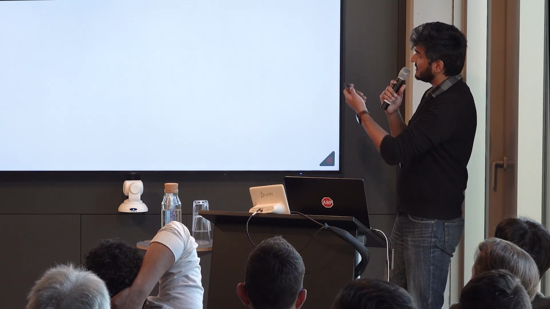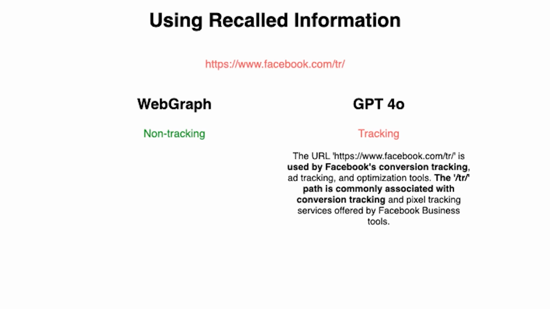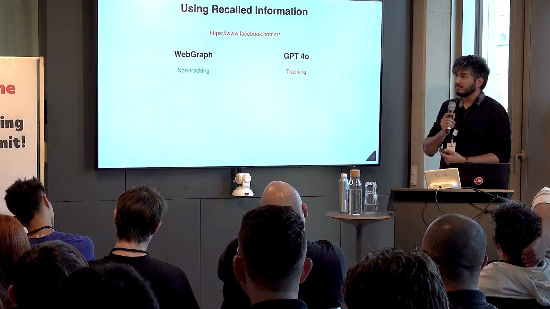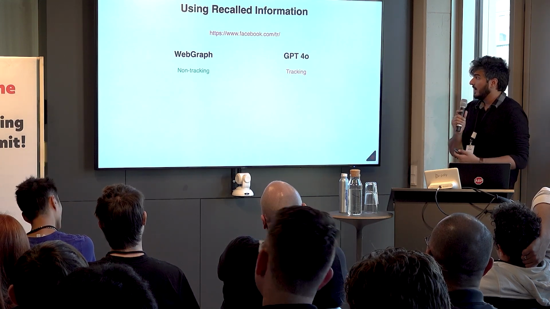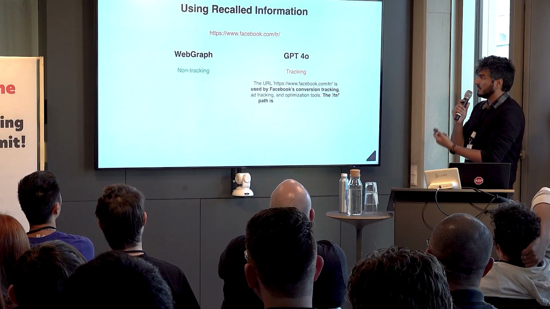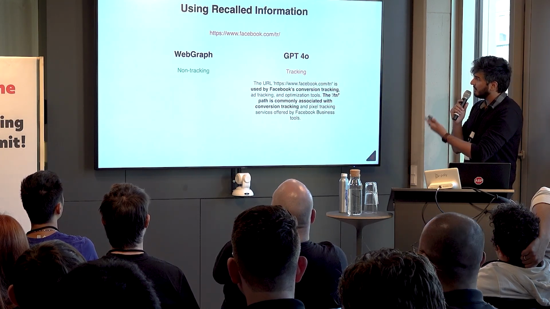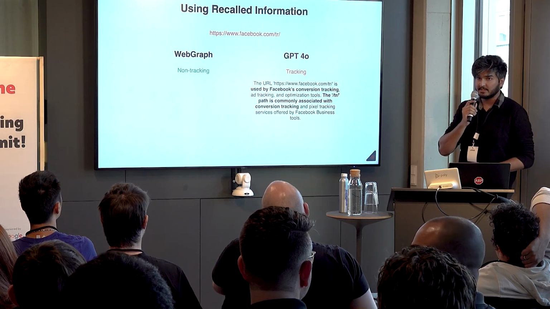So for example, consider this URL from Facebook. This is labeled as tracking in filter list. WebGraph mistakenly identified this as non-tracking, but GPT-4o was able to identify this as tracking. And when we asked, the reason was that this URL is used by Facebook's conversion tracking. And the endpoint also is commonly associated with conversion tracking as well.